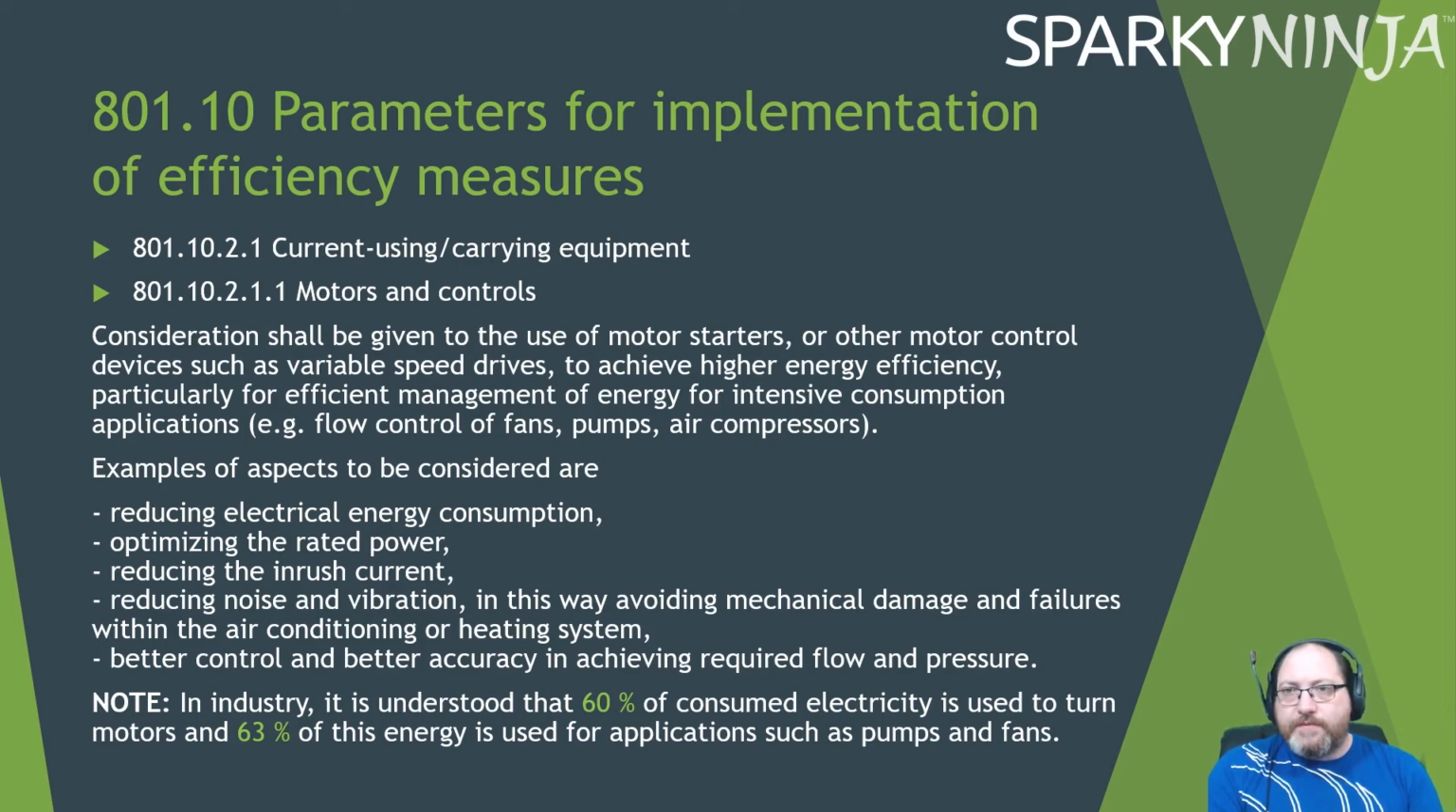So, consideration will be given to the use of motor starters, motor control devices, variable speed drives. Again, this is stuff that we've used. Examples of aspects to be considered are reducing electrical energy consumption. Alright, consider using less. Optimizing the rated power. Reducing the inrush current. Reducing noise and vibration, in this way avoiding mechanical damage and failures within the air conditioning or heating system. And better control.